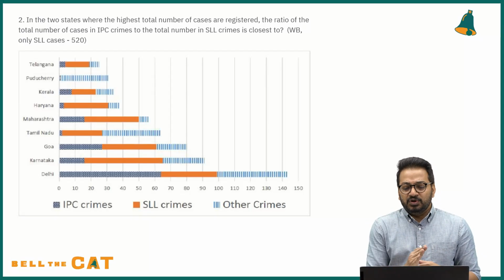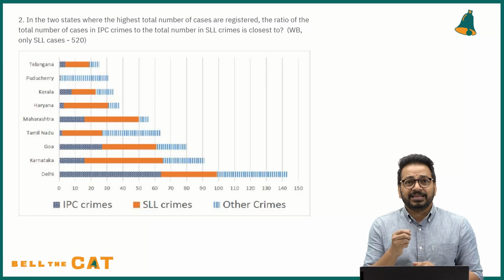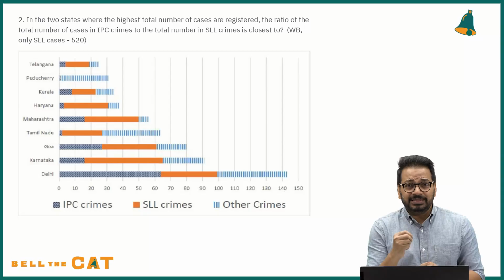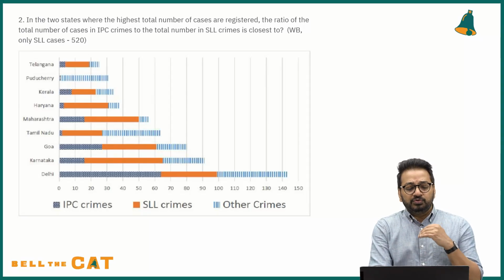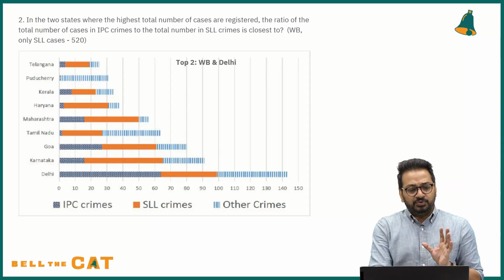Delhi is the maximum. What is the total of Delhi? Close to around 143 or 144. What do you know about the only other state that is there? SSL crimes, they say that West Bengal is the state that is missing, and in that the only one category of crime is SSL. So the top 2 are West Bengal and Delhi. Now you know that these are the top 2, right?